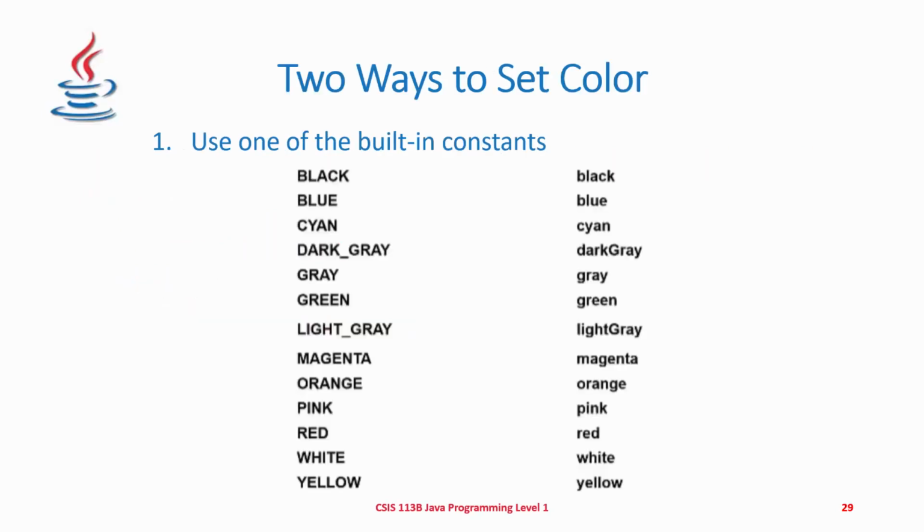So there's a couple of ways for setting color. We can use one of the built-in constants. You can see the list there: black, blue, cyan, dark gray, gray, green, light gray, magenta, orange, pink, red, white, and yellow. So those are the constant names on the left. Those are the ones that you'll actually use for assignment, and then the column on the right is just the text that represents the actual color.